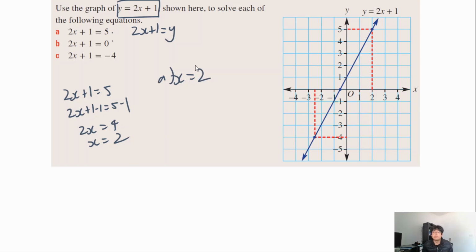But when you're given the graph like this, there's another way to do that. We have 2x plus 1 equals 5, so we know that the y value was 5. We just need to move to the right until we hit the line. With that method, we also know that x equals 2 here.